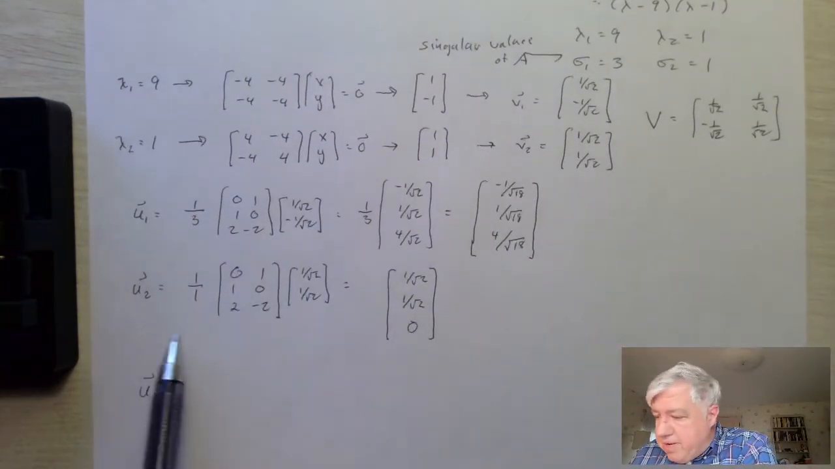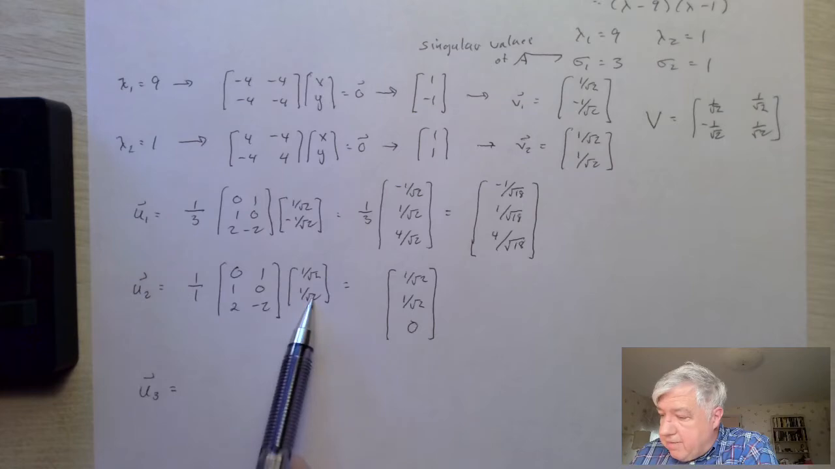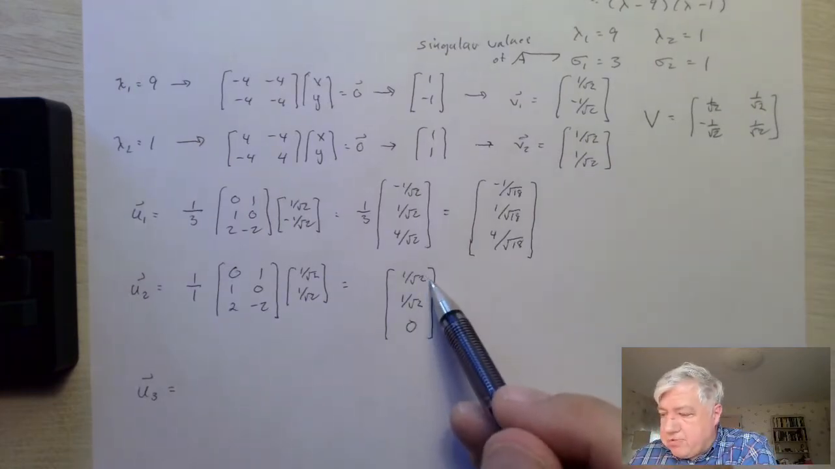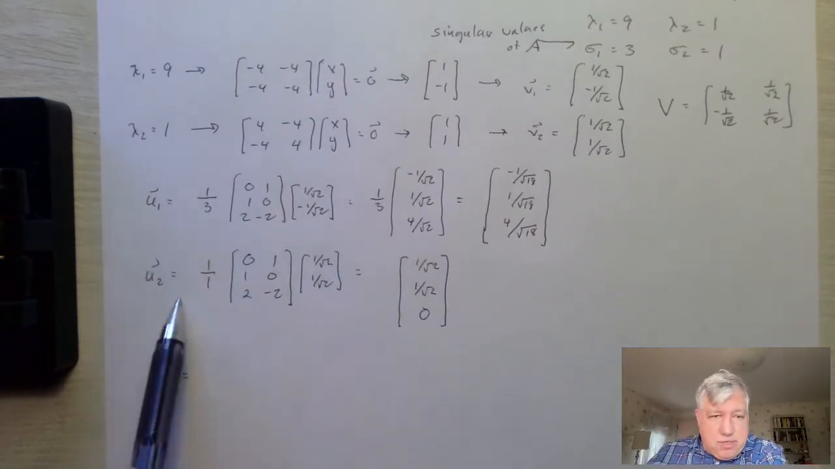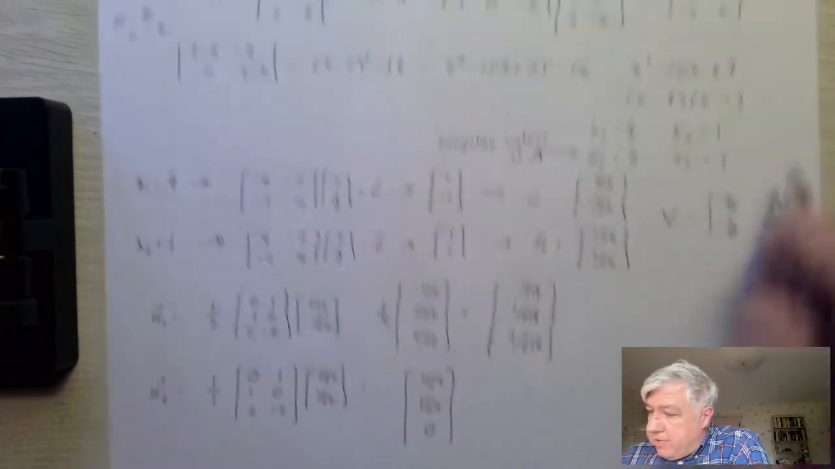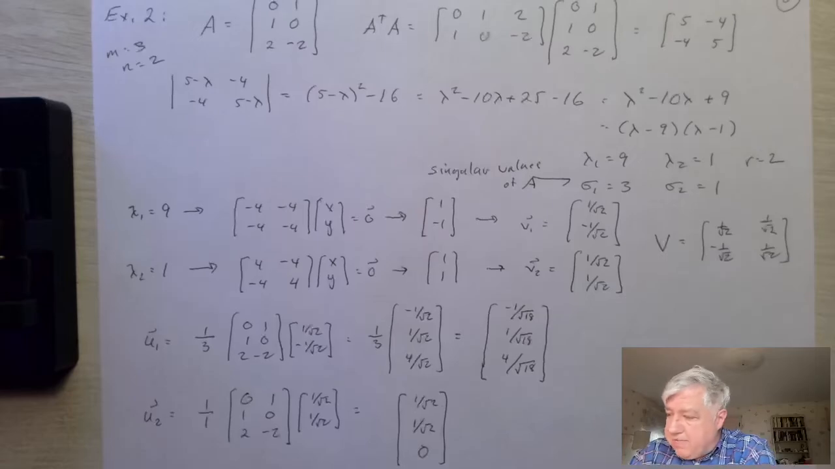And then we do something similar for u2. This is 1 over sigma 2 times A times v2. And this will just be 1 over square root 2, 1 over square root 2, 0. All right, so now that's u1 and u2. Incidentally, we can see from here, r is 2, because we have two non-zero singular values.